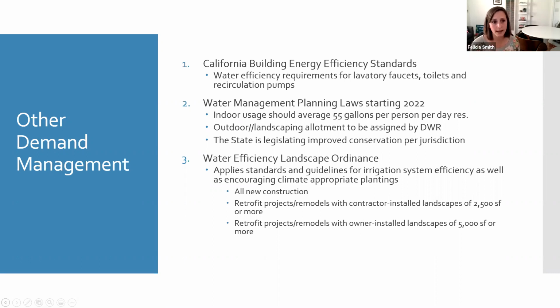And then the last one, because I have gotten this question understandably a lot this spring, like, what are we doing with landscaping? So we do have what's called a water efficiency landscape ordinance that applies standards for irrigation system efficiencies and encourages climate appropriate planting. Currently, this applies to all new construction, major retrofit projects that are contractor installed that are 2,500 square feet or more. And then for an individual that might be doing their own landscaping project, the water efficiency landscape ordinance is for 5,000 square feet or more.